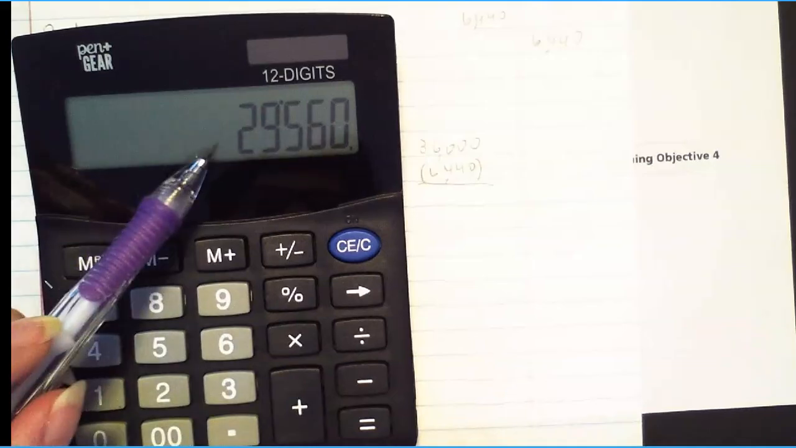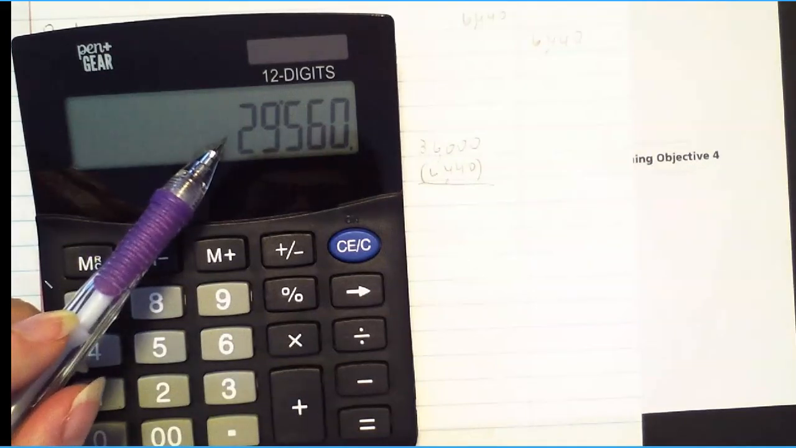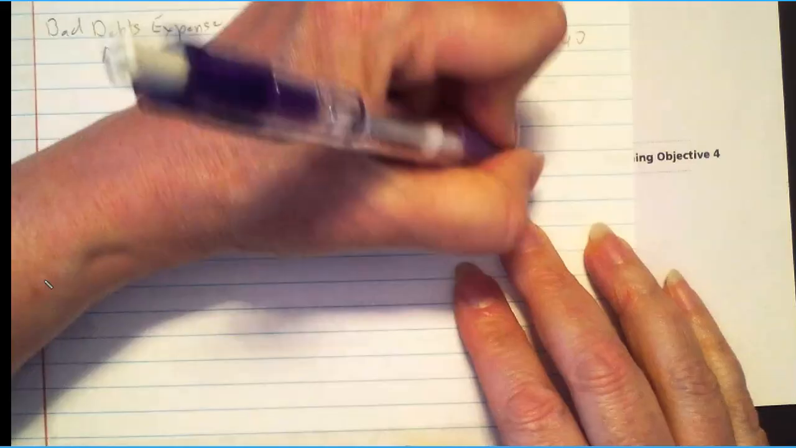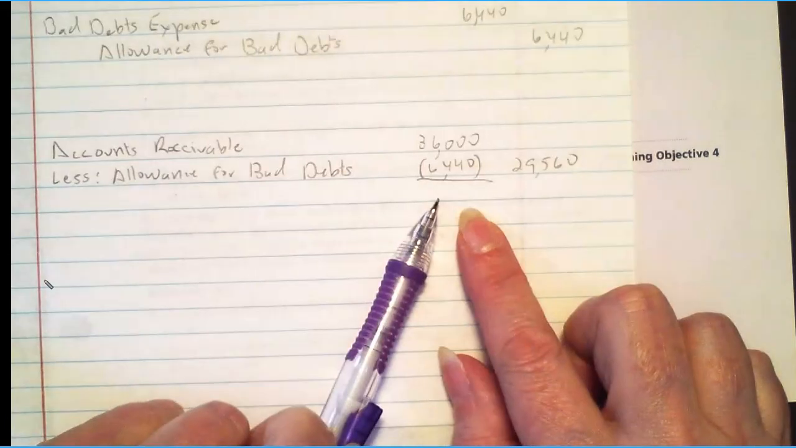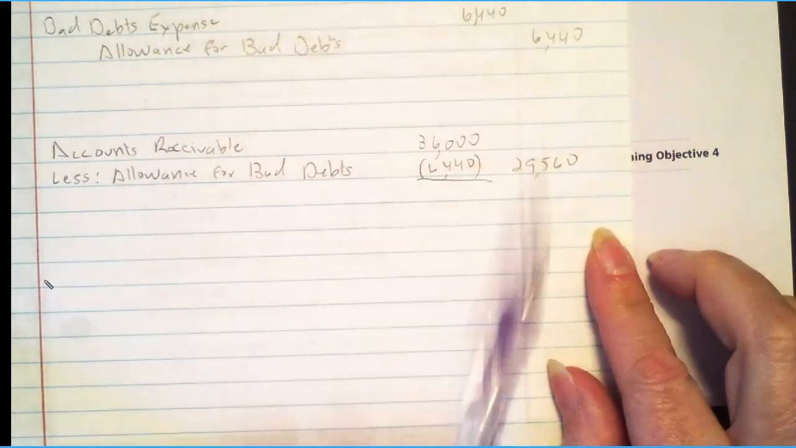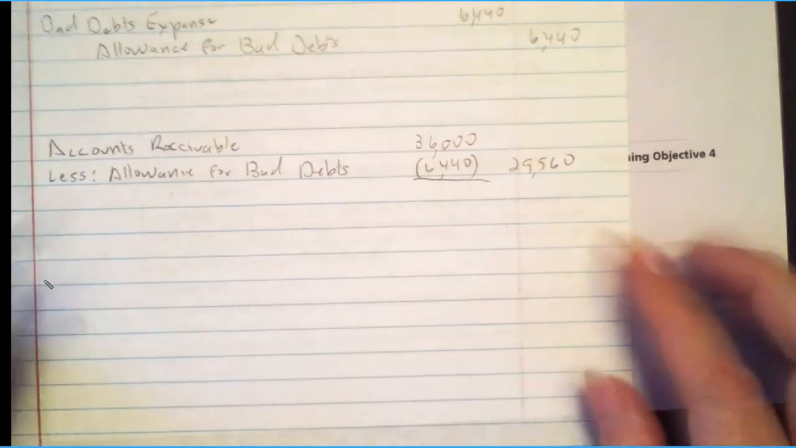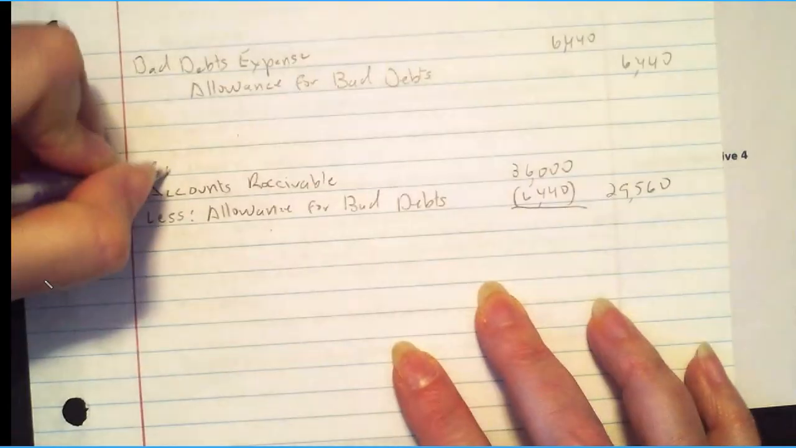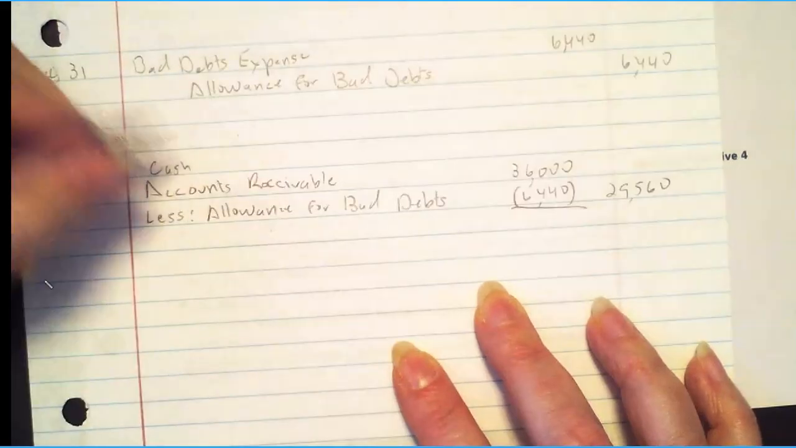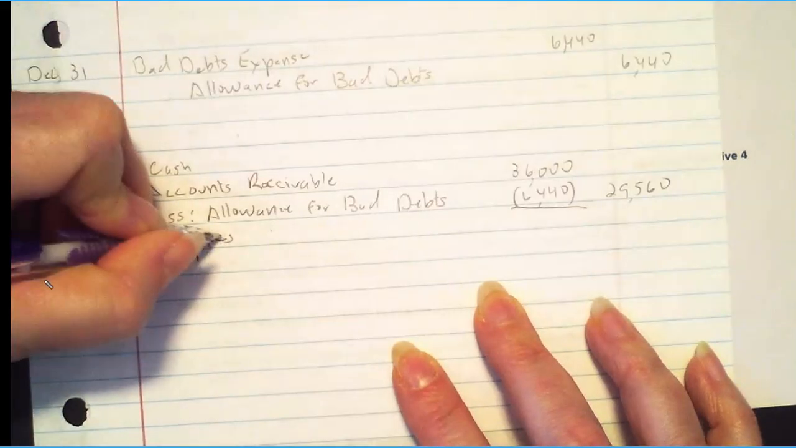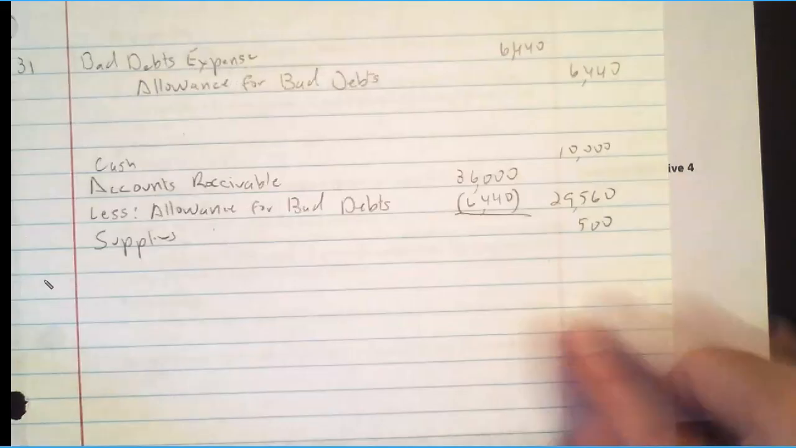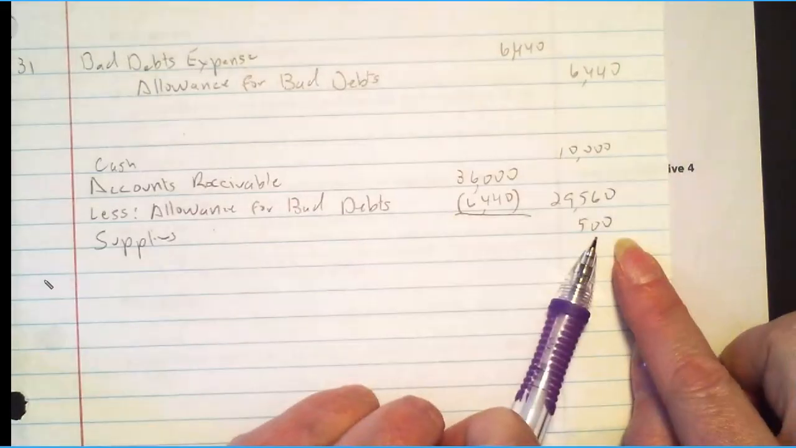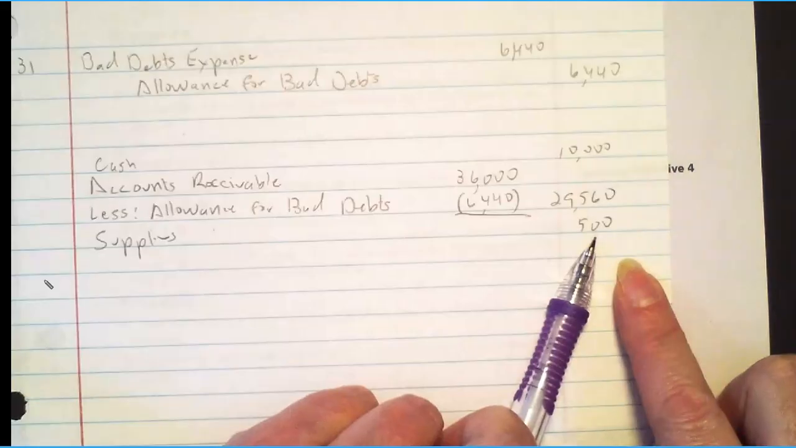We're going to do the 36,000 minus the 6,440. Our net realizable is 29,560. That's going to go to the right, 29,560. It's not going underneath because this is a separate column from this. The book does not explain it very well. But here's what's happening. Above here, I have cash. And down here, I have, I don't know, supplies. Cash is 10,000. Supplies is 500.